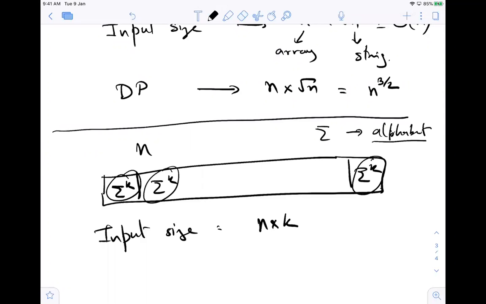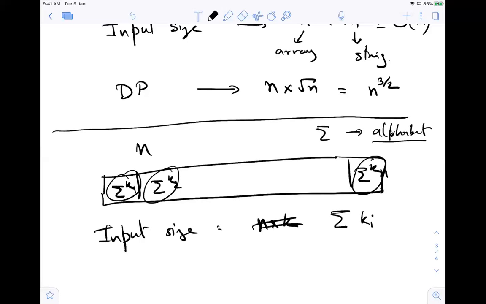Are you still confused about sigma to the power k? You are saying that k is the maximum length, but it can vary: k1, k2, till kn. Okay, sir, I understand. So then the input size will be the summation of the ki's.